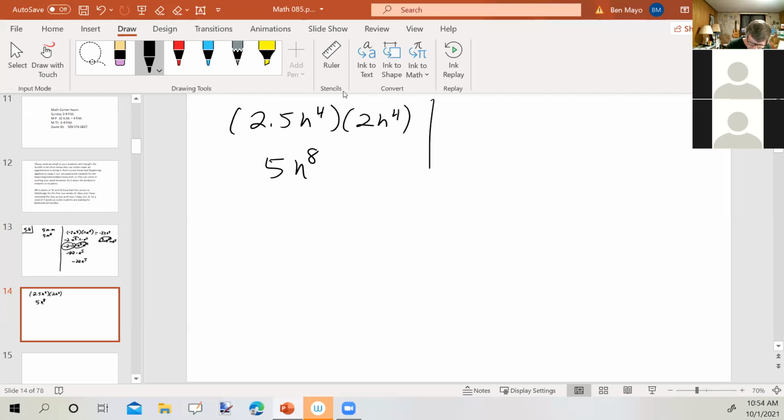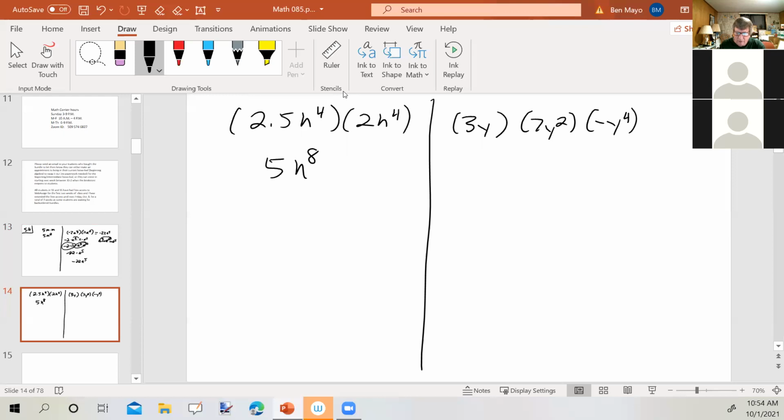Okay, how about this one? 3y, 7y squared, negative y to the fourth. So I've got 3 times 7, which is 21, times a negative 1, so negative 21. y to the 1 plus 2 is 3 plus 4 is 7th power. We all right with that?